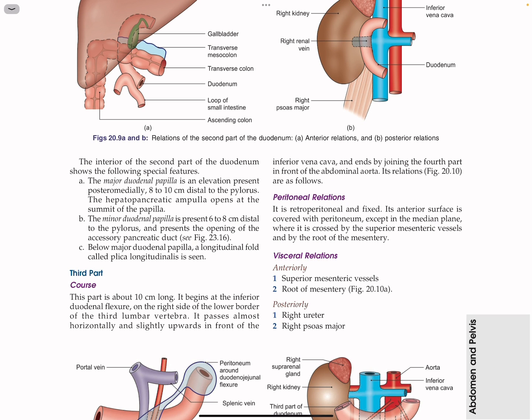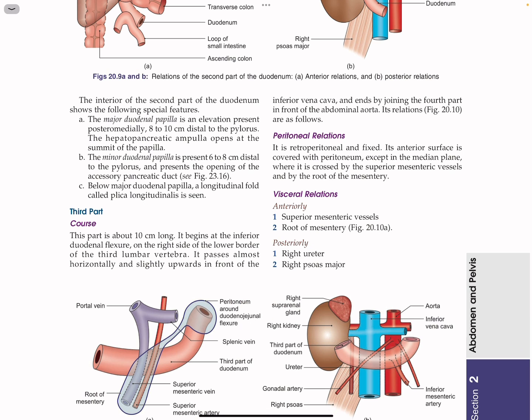The interior of the second part of the duodenum shows the following special features. A. The major duodenal papilla is an elevation present posteromedially, 8 to 10 cm distal to the pylorus. The hepatopancreatic ampulla opens at the summit of the papilla. B. The minor duodenal papilla is present 6 to 8 cm distal to the pylorus and presents the opening of the accessory pancreatic duct. C. Below major duodenal papilla, a longitudinal fold called plica longitudinalis is seen.